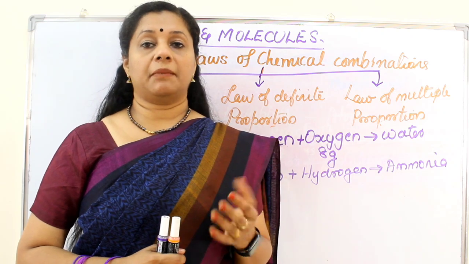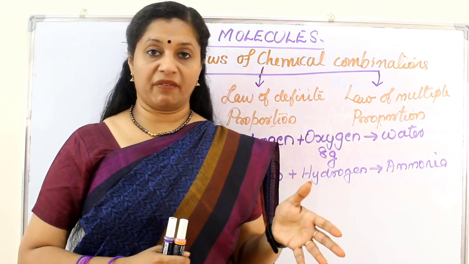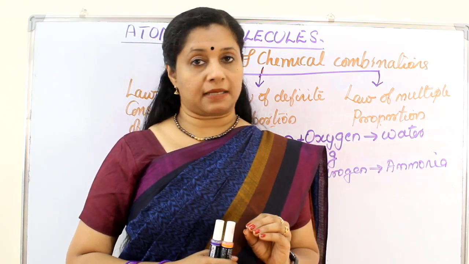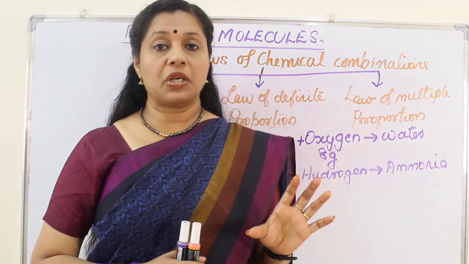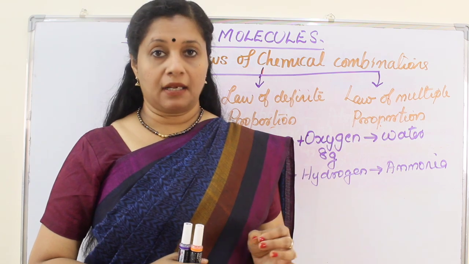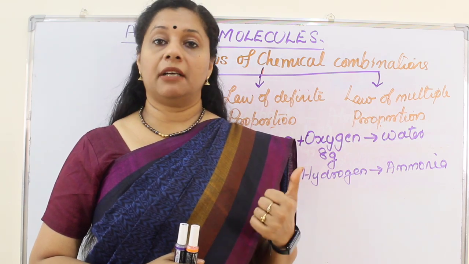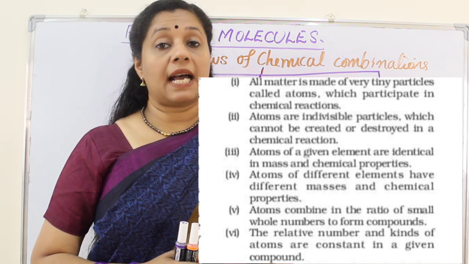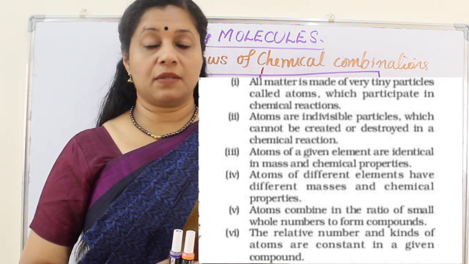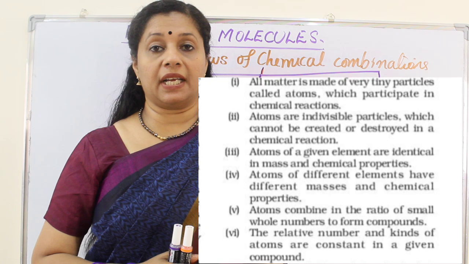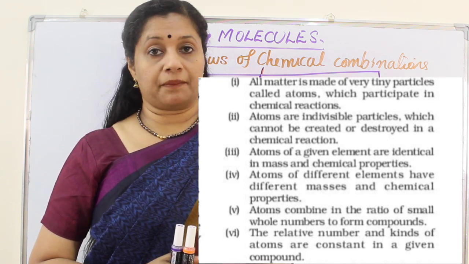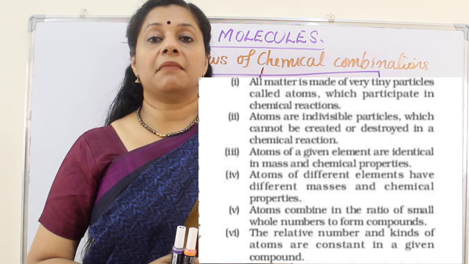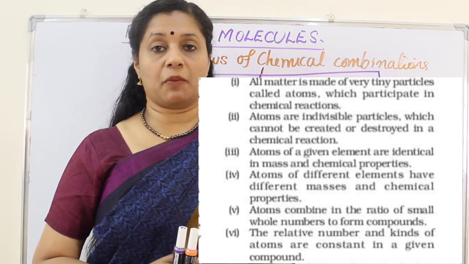According to Dalton's atomic theory, all matter, whether it is in the form of element or compound or mixtures, is made up of small particles called atoms. So now let's see what the postulates of Dalton's atomic theory are. First, all matter is made up of small particles called atoms. Second, atoms are indivisible particles which cannot be created or destroyed in a chemical reaction. Third, atoms of the same element have the same mass and chemical properties.